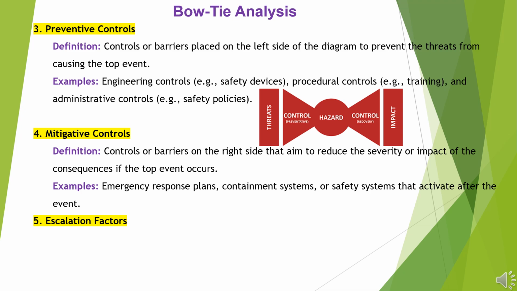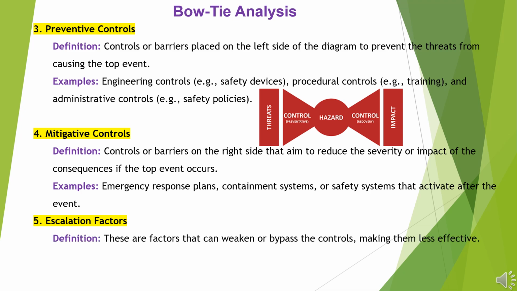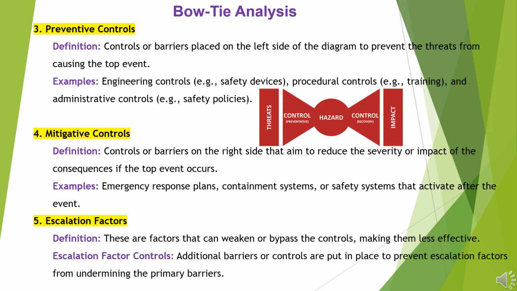5. Escalation factors. Definition: these are factors that can weaken or bypass the controls, making them less effective. Escalation factor controls: additional barriers or controls are put in place to prevent escalation factors from undermining the primary barriers.